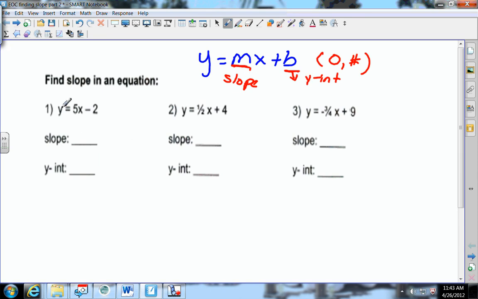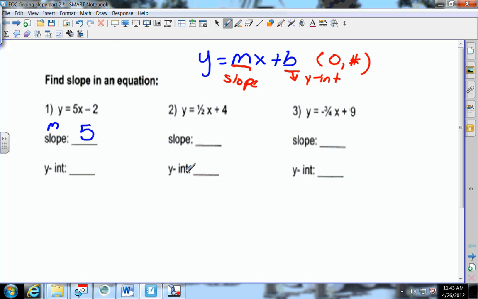Out of this right here, it's y equals mx plus b. Slope is the m, the number with the x. You should have had 5. One of the things that I find that people make a mistake on is that they write 5x. X is not a slope, okay?